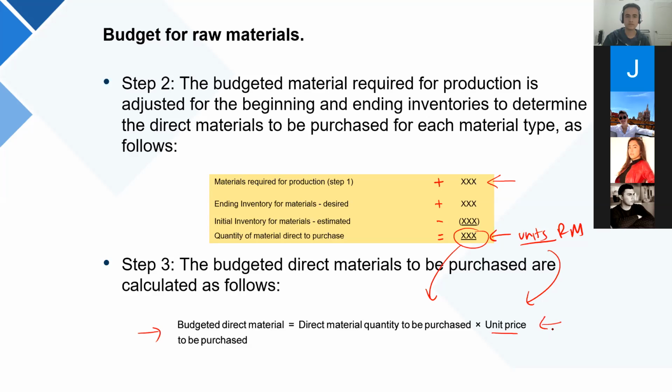Yes, it's in the case. It's in the case, exactly. So we do have these two. We have the units, the production units. We need to apply these tables, and then we get into the budgeted direct material to be purchased.